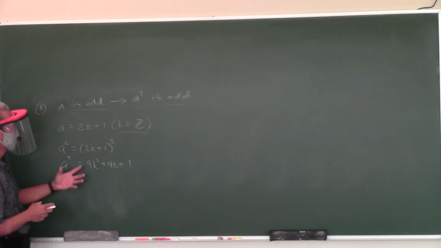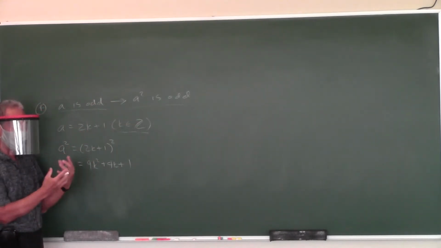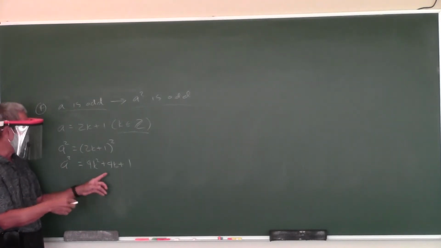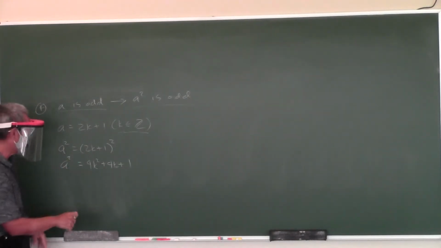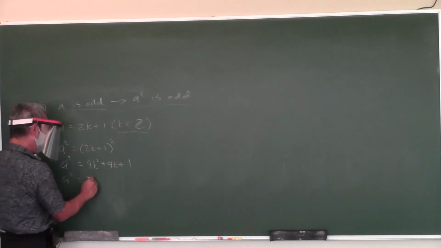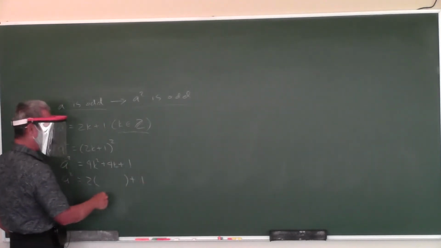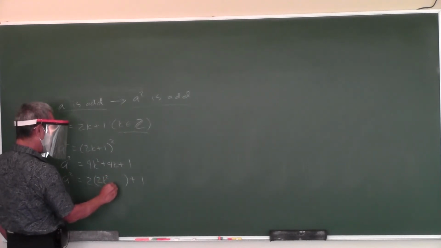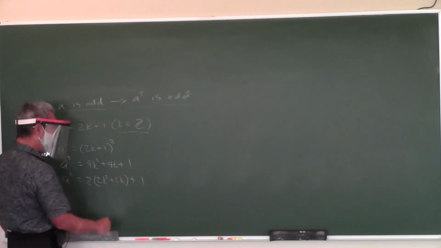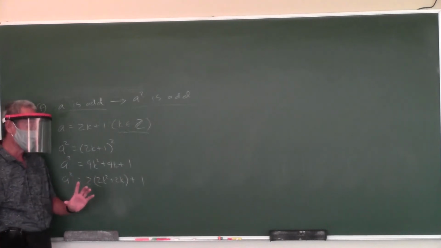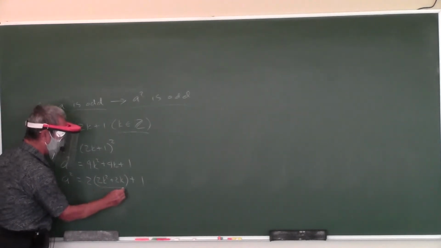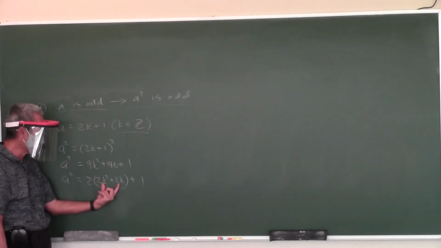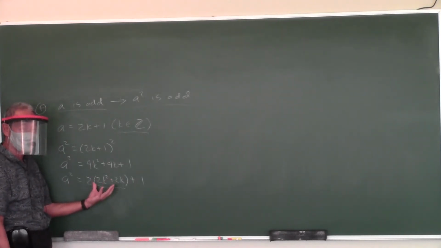Now, in order to prove that something is odd, you have to show that it's equal to 2 times an integer plus 1, right? So can I write this as 2 times something plus 1? You bet your bippy. 2 times what plus 1? What do I need to put in the parentheses here? 2k squared plus 2k. Now, if k is an integer, can I say that this is an integer? Yeah, because again, it's closed under multiplication, and k squared is just repeated multiplication, right?